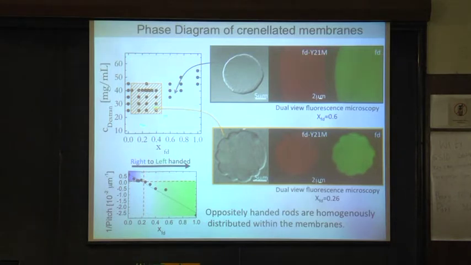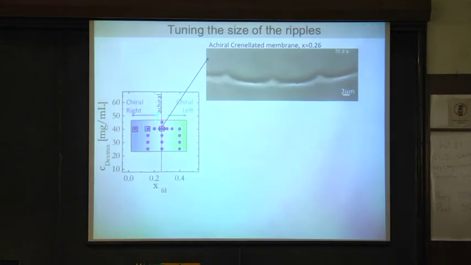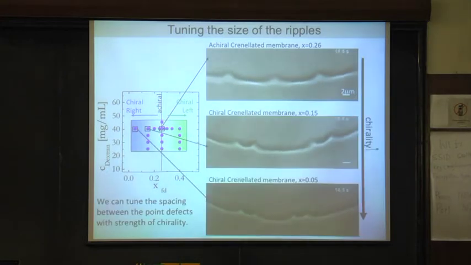And so let's zoom into this achiral regime, and exactly at the achiral limit we have these cusps which are of similar lengths. But as we go away from this limit, the regions of opposite chirality now become much smaller. So now you have a very small left-handed and then a large right-handed region. So we can tune the spacing between these defects as we change the strength of the chirality. So as I make the system more and more chiral, it costs me a lot of energy to twist in the wrong direction, right?